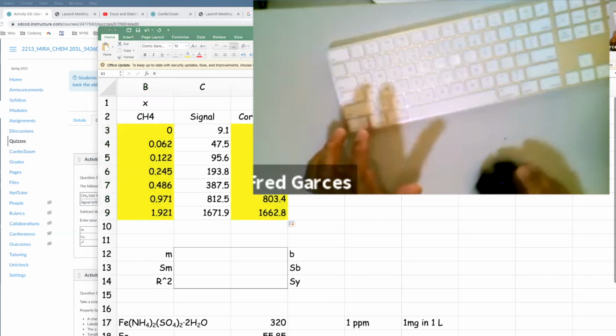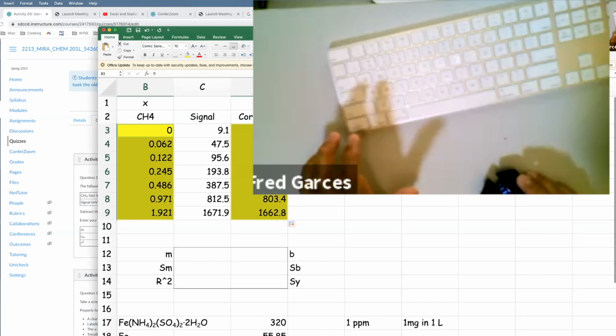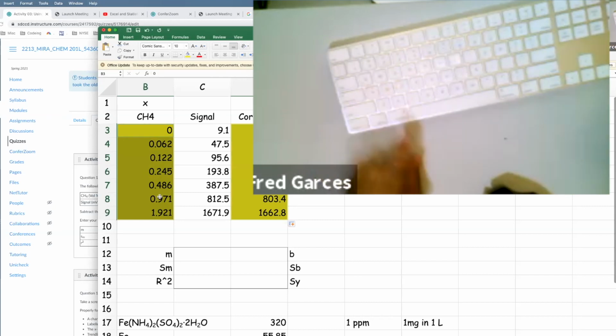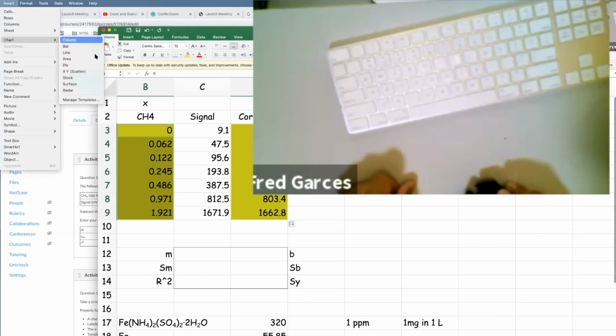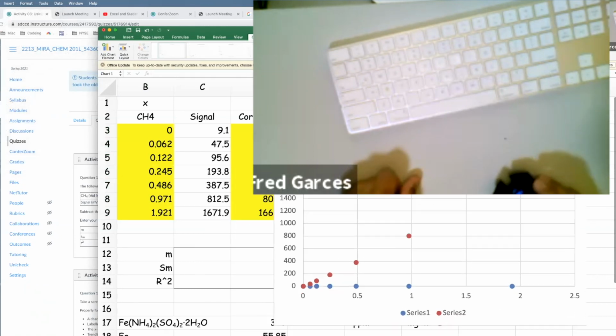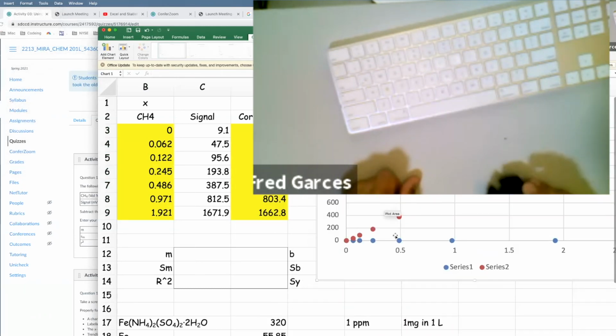So again, let me show you how that operates. I highlight my Y value, hit my command key, and then I highlight my X value. And now both of those columns are highlighted. Then I can just go in here and insert a chart. I'm going to choose a scatter, and it's going to be an XY scatter. And that's what you see right here. This is an XY scatter.